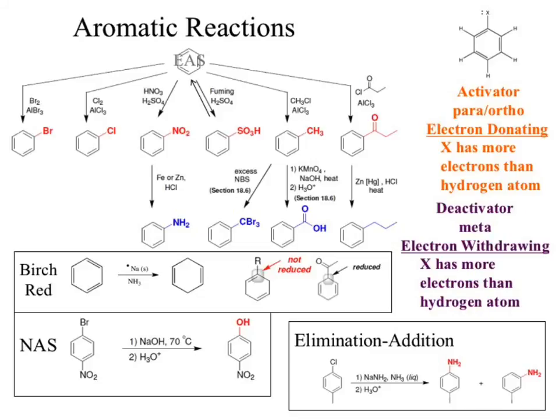We have multiple substitutions. They're activators and deactivators, also summarized here, which we just finished talking about today. We then also have our Birch reduction, and then we have our NAS mechanism and our elimination addition, or our benzyne intermediate. And the fun thing about putting all of that together into one slide is that we can now say that we are officially done 3 minutes late.